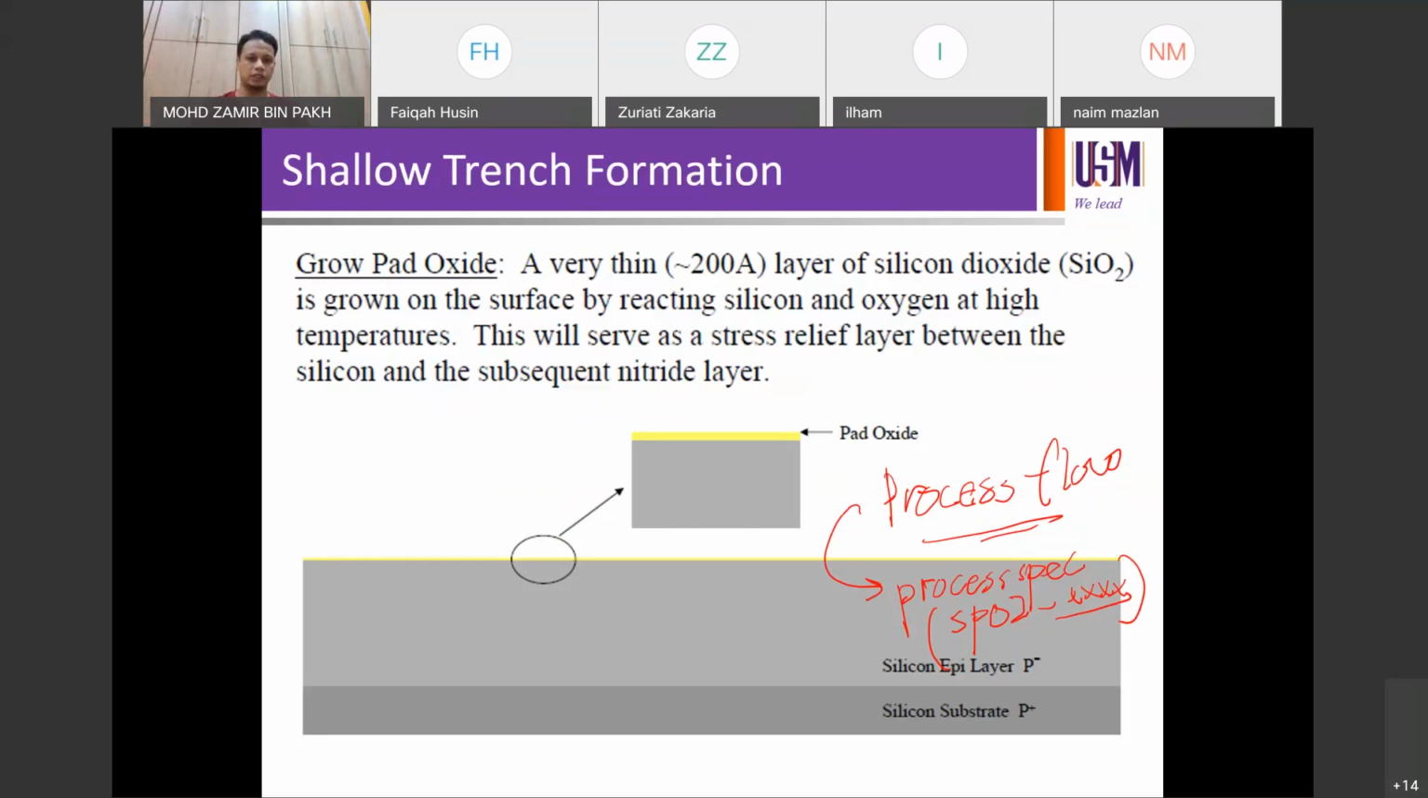In this case, a pad ox is about 200 angstrom or 20 nano, silicon dioxide grown on the surface of silicon. We've learned about thermal oxidation in the very first part of this course. It can be done by dry ox and wet ox, and typically this one is dry ox. This will serve as a stress relief layer between silicon and the subsequent nitride layer. So we grow pad ox, a very thin one, on the silicon wafer.